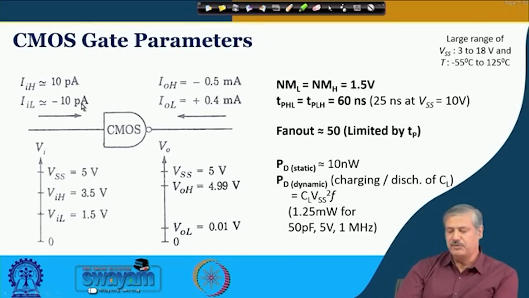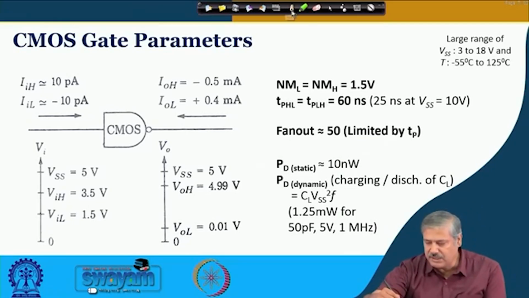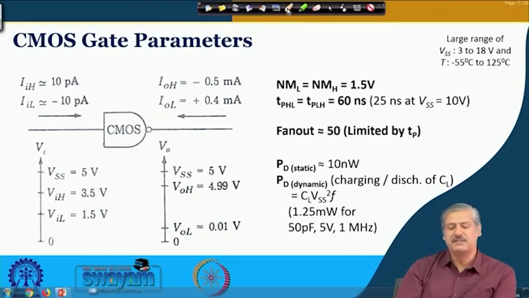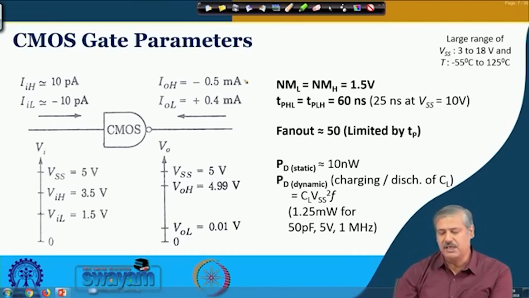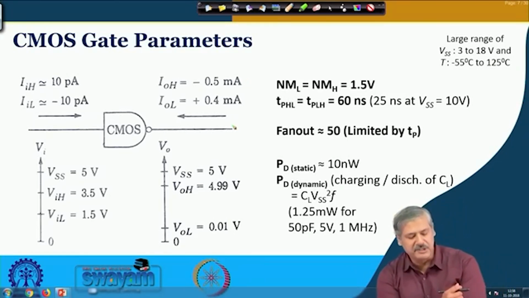And the other important thing to be noted here are the current levels. The current levels are very small, okay. So, the input current is 10 picoampere and minus 10 picoampere. So, basically the two cases when it is high or low, and the corresponding meaning we all understand: going into is positive and going away is negative, okay. And similarly the IOH and IOL, the amount of current it can deliver or it can sink. So, these are the two important parameters for us to take note of, okay.